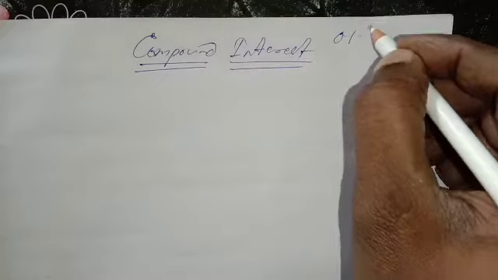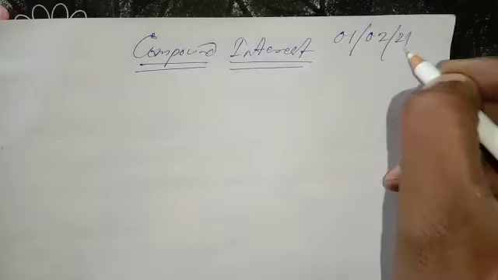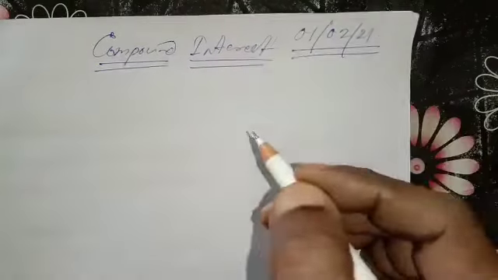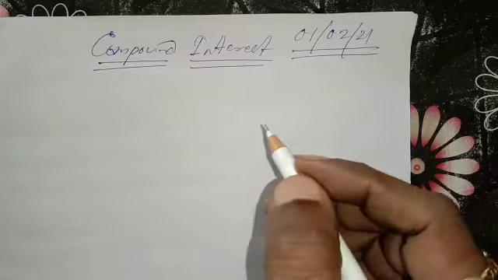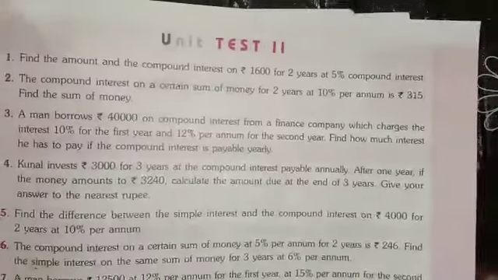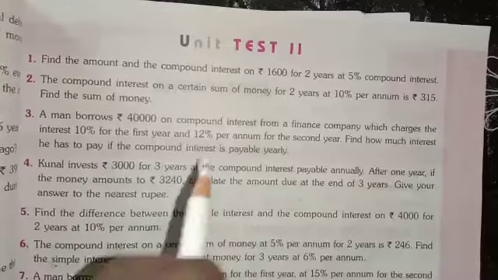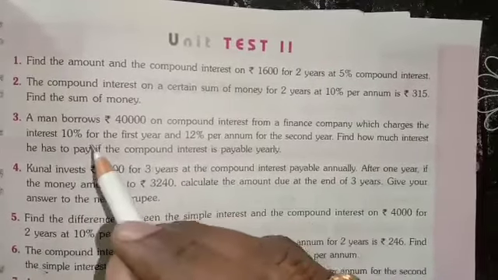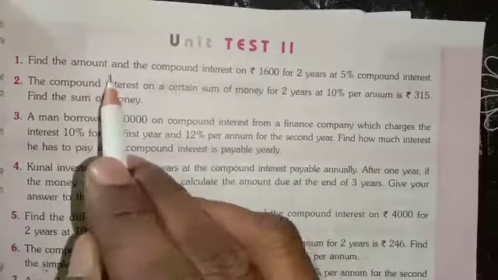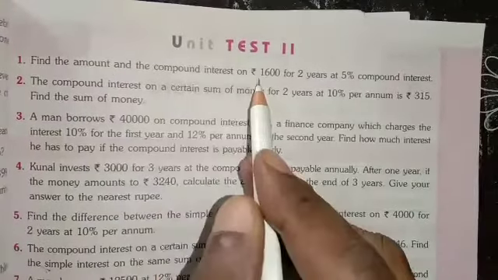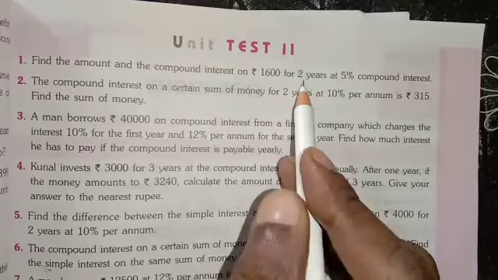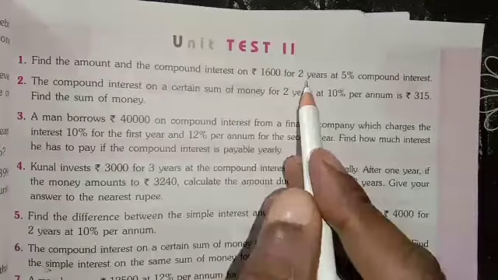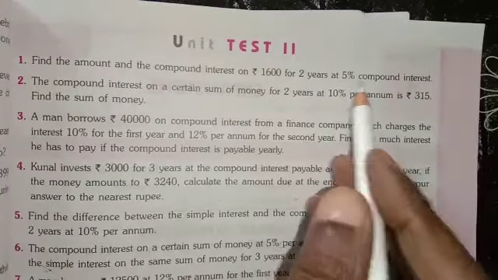Today's date is 01/02/21. Okay. See the question. First question, unit test question paper from your book Innovative Math Books, last exercise of the compound interest chapter. Find the amount and the compound interest on rupees 1600 for 2 years. Principal given 1600, time given 2 years, and at 5% compound interest.